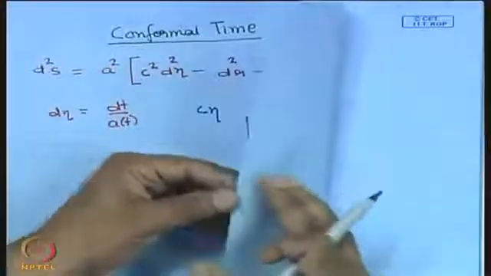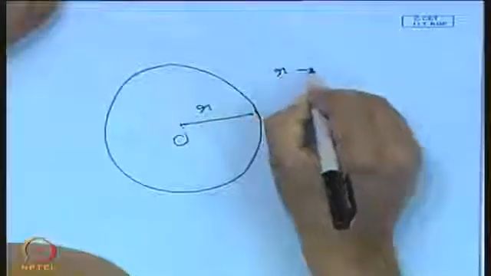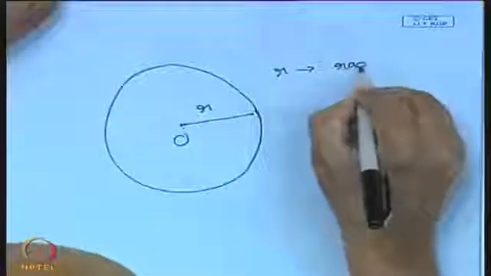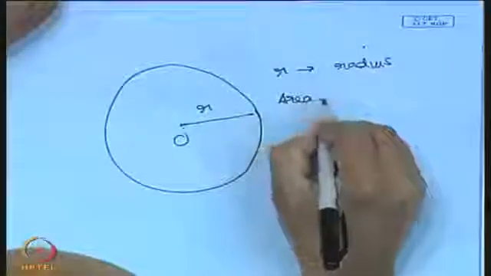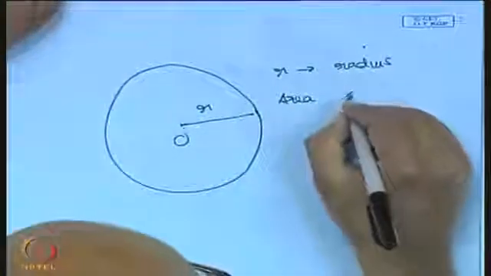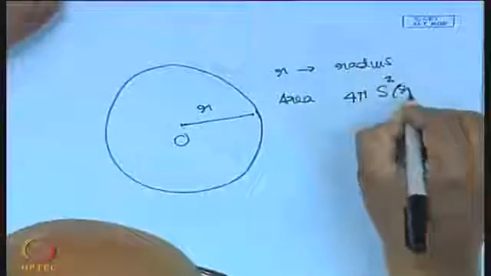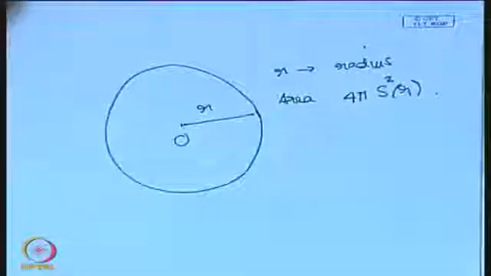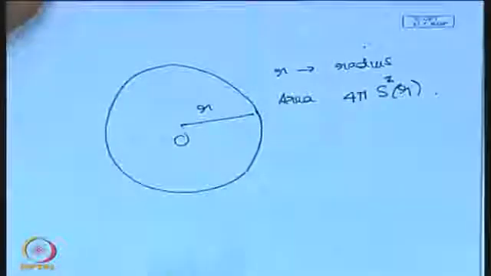So, you see in this curved geometry the radius of a sphere is r, but the area is not 4 pi r squared, it is 4 pi S squared of r. This is the main difference, the main effect of curved space.